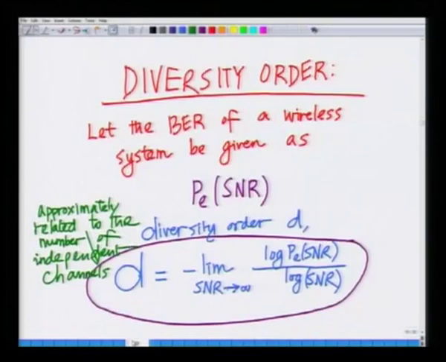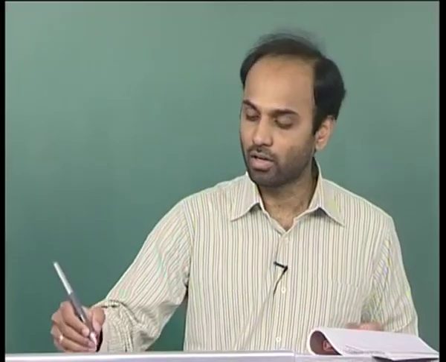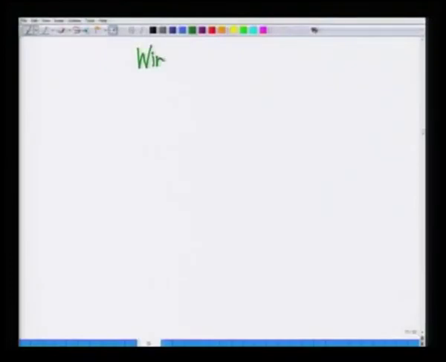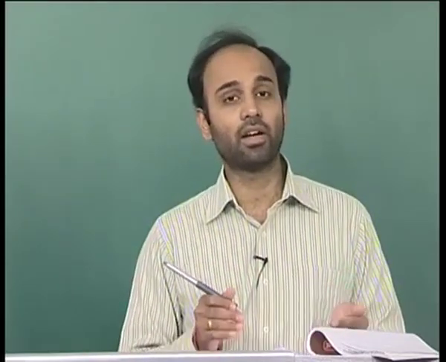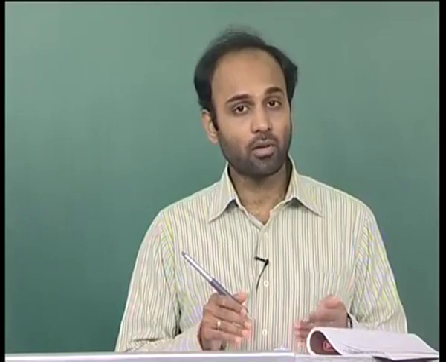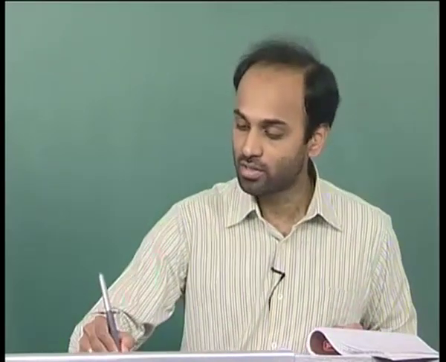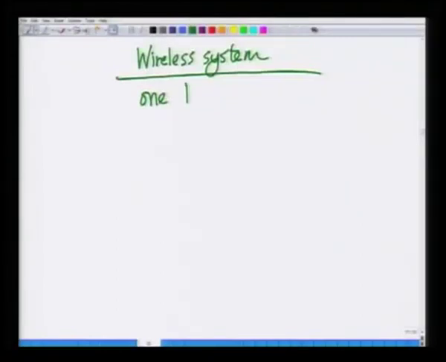Now, let me take an example. Let me consider the wireless communication system that we considered initially with one transmit antenna and one receive antenna. Remember, now there are two kinds of wireless systems. One is a wireless system that we discussed in the beginning, which has only one transmit antenna, one receive antenna. Then the wireless system that we discussed later, which has one transmit antenna and multiple receive antennas. Now, I am going back to the original wireless system, which has only one receive antenna, which means L equals 1.